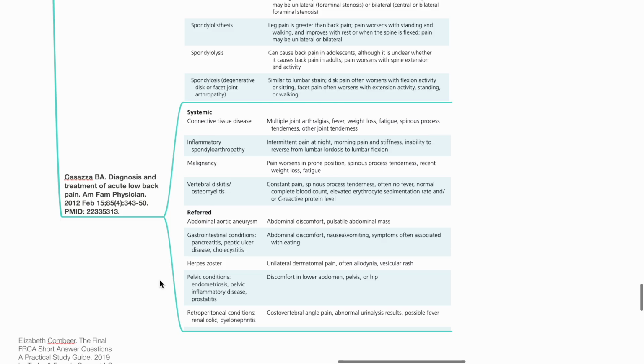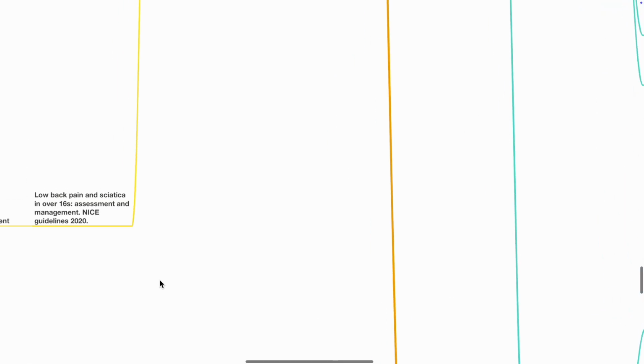Referred pain may be from abdominal aortic aneurysm, gastrointestinal causes such as pancreatitis, peptic ulcer disease or cholecystitis, or herpes zoster. Pelvic conditions include endometriosis, pelvic inflammatory disease or prostatitis. Retroperitoneal conditions such as renal colic and pyelonephritis may cause referred pain to the back.